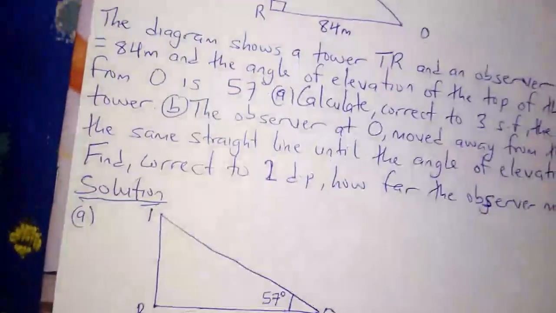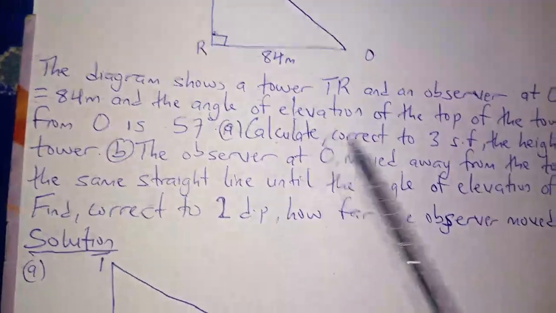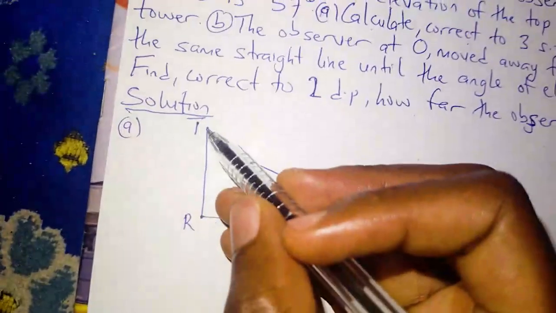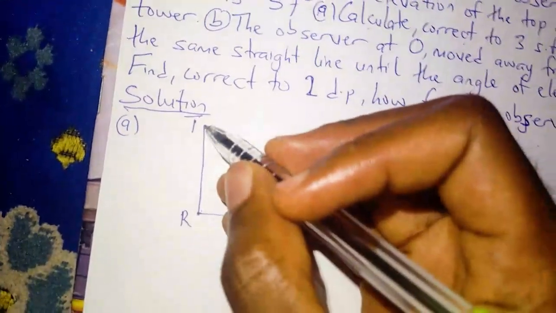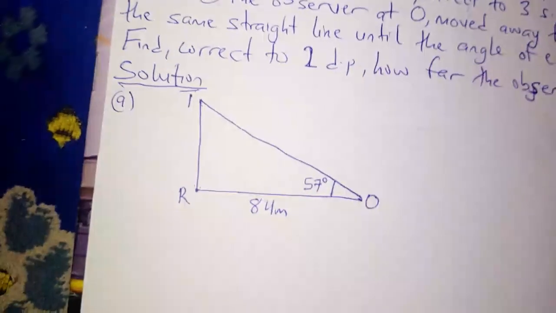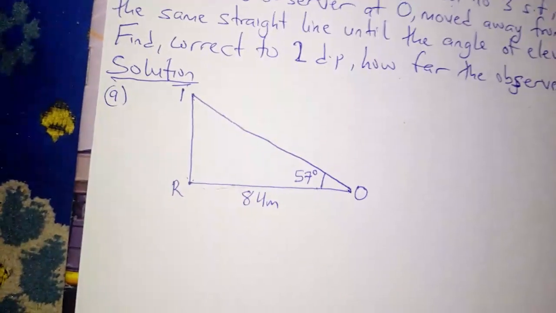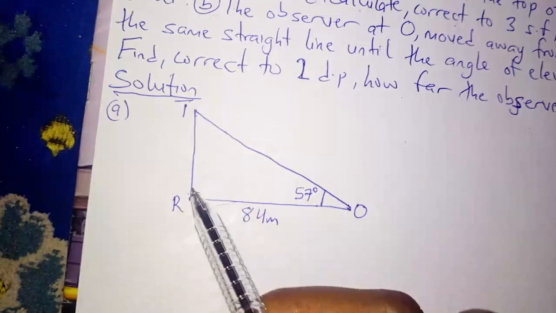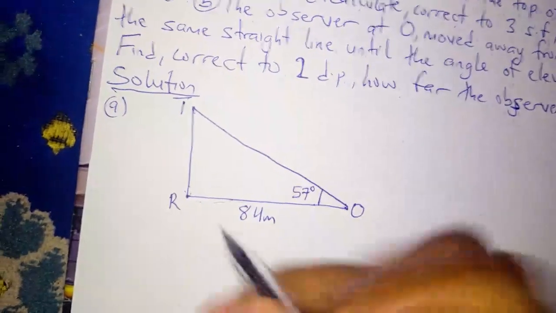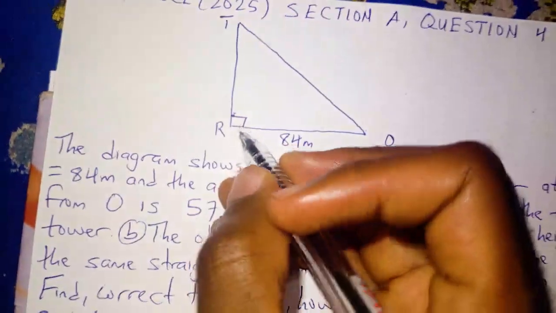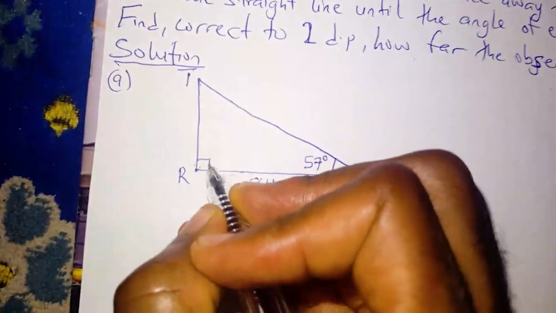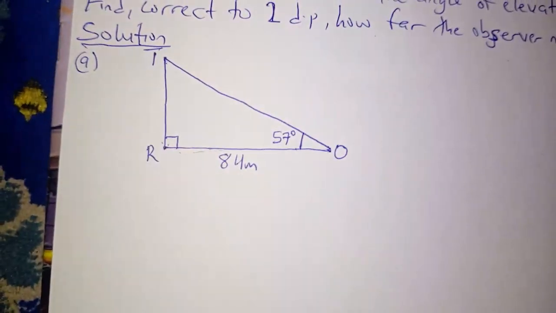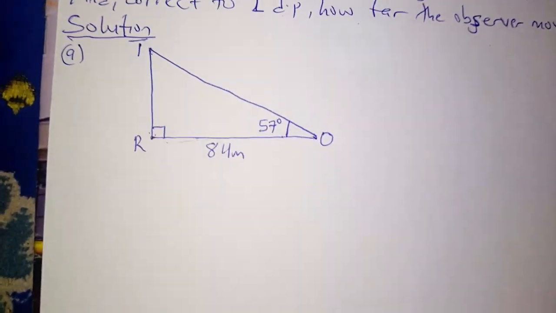So the first question is that we should find, correct to three significant figures, the height of the tower. Remember I told you this is the tower, TR. So you have to find TR basically, that's the height of the tower. Now, you've been told in the question that this angle here is 90 degrees. And that will give us the license to use our SOHCAHTOA to solve this problem.